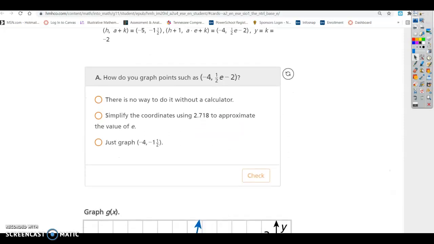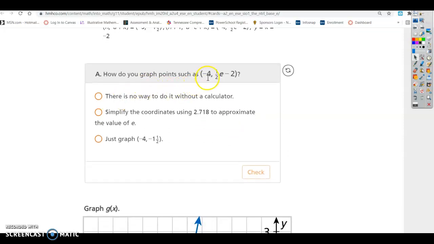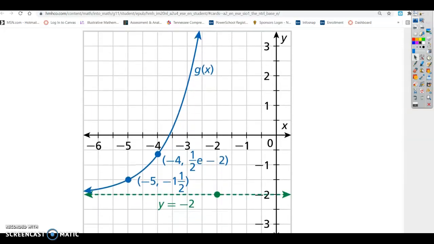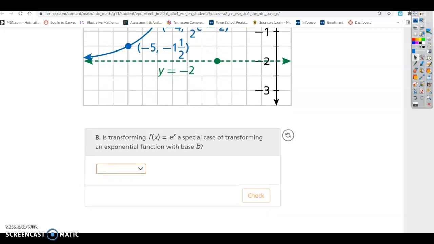All right, it says, how do you graph points such as -4, comma, 1/2 of e minus 2? All right, it says there's no way to do this without a calculator. Well, there is if you know that e is approximately 2.718. So it says simplify the coordinates using that approximation for the value of e. And that'll get you very close when you're graphing. All right, and then you graph the points here and sketch the curve. So you can see this is the transformation of the parent function.